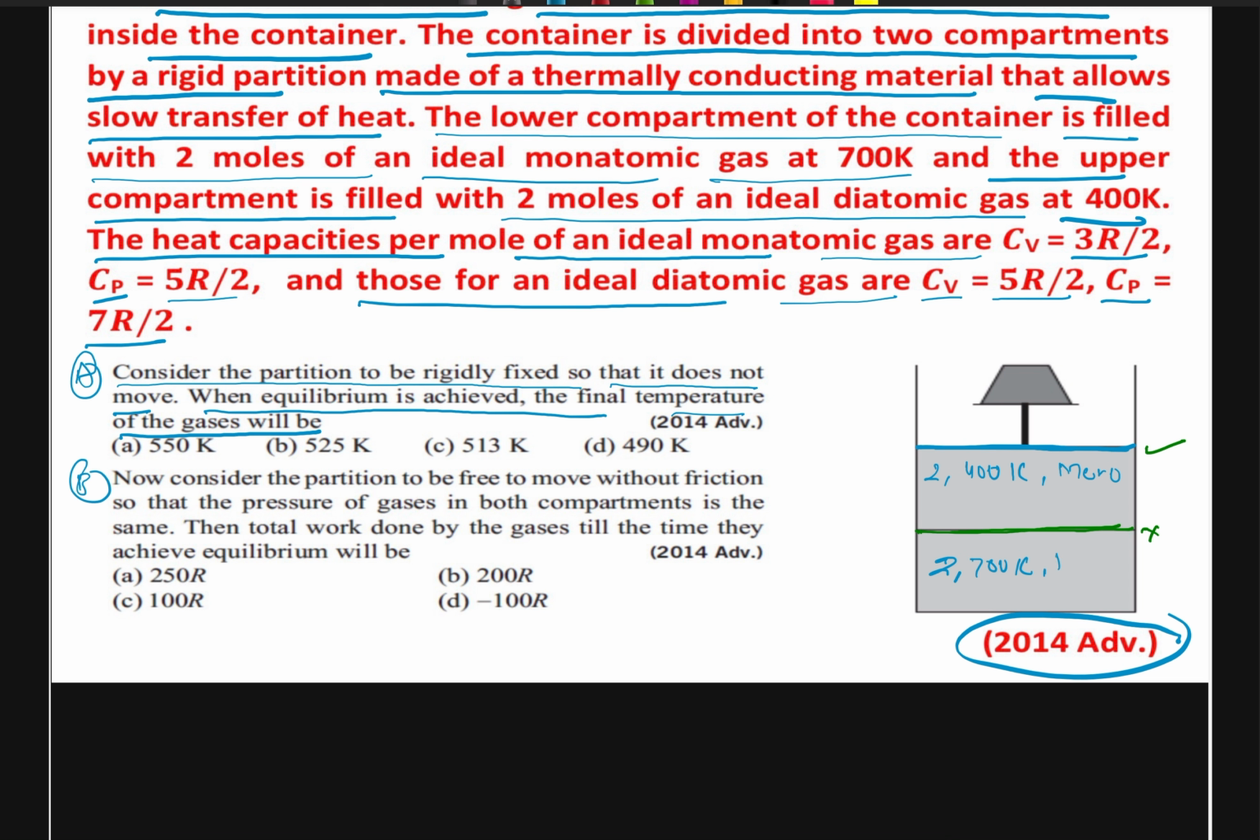Because of the temperature difference, the heat will be transferred to the upper side, and as the partition is fixed, we can say that the volume of the lower part is not going to change, so its volume will be constant. And because of the heat that is being transferred from the lower to the upper, and the piston is free to move, there will be an expansion. So we can say the lower gas is at constant volume and the upper gas will be at constant pressure.